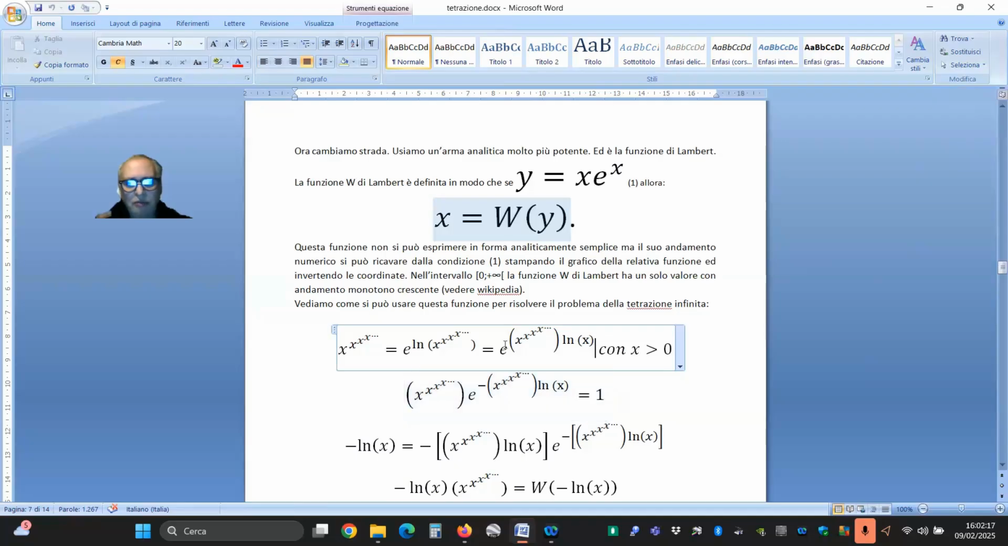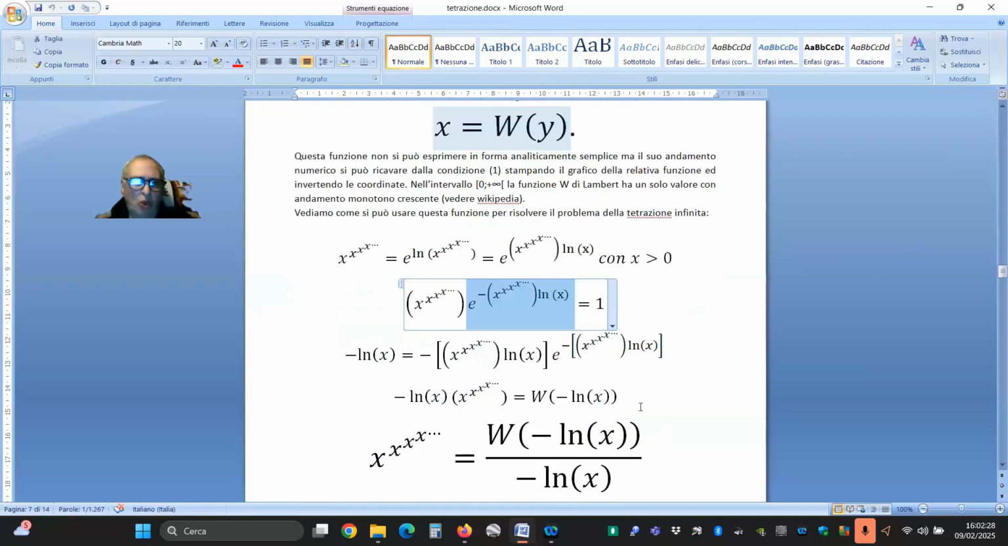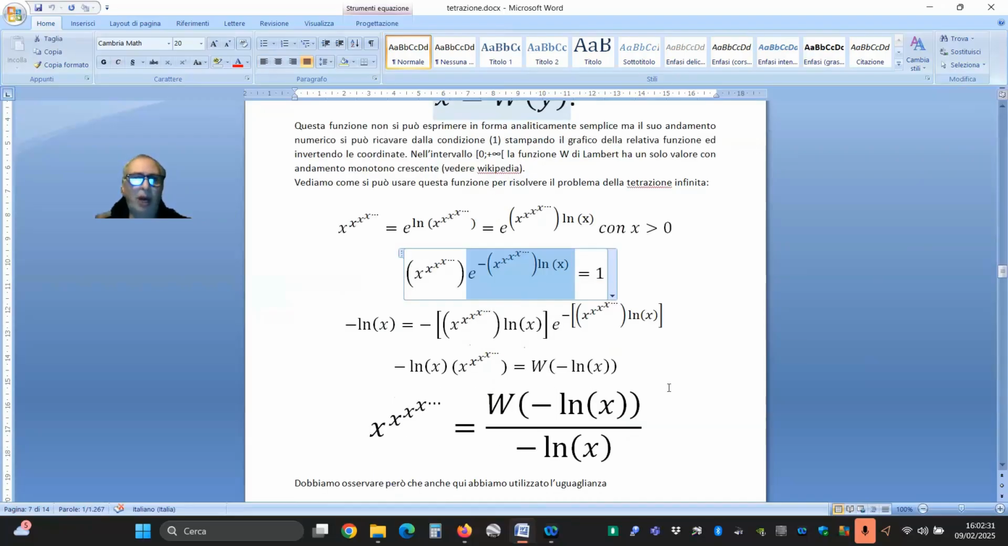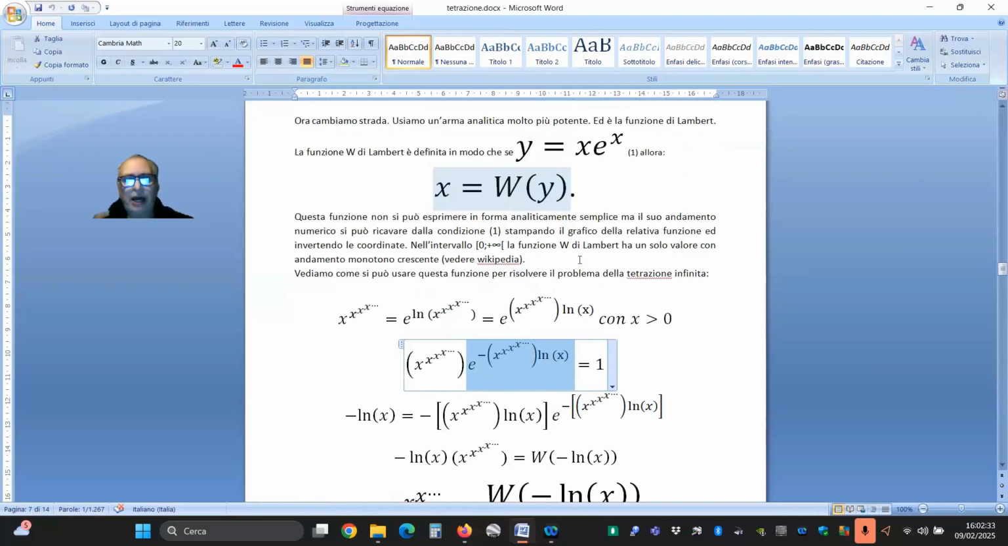To isolate the infinite tetration, we move this term to the first member, so we divide both members by e raised to minus the logarithm of the tetration multiplied by the natural logarithm of x. And so this that we have here, in other words, moves to the first member with the sign changed. And here we get 1, and here we have this expression.